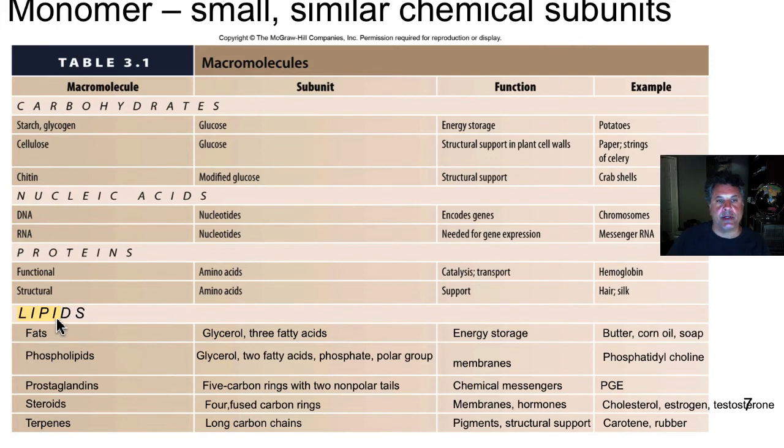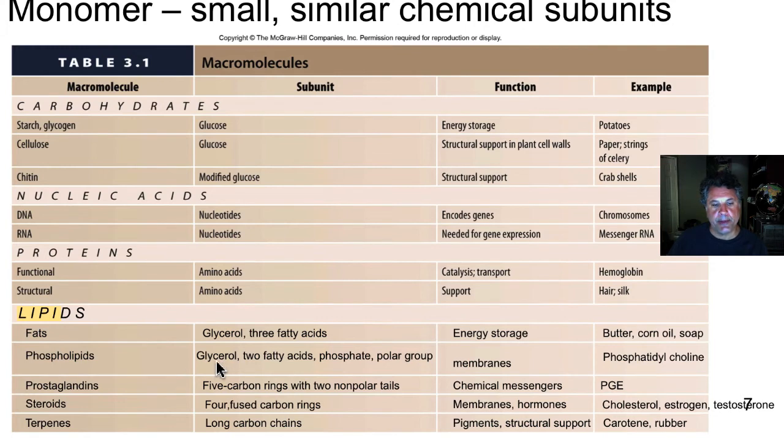Now lipids, the fourth major class of macromolecules. We have fats, phospholipids, prostaglandins, steroids, terpenes as examples of the lipids. Fats are used for energy storage, and the subunits, the monomers that are linked together to form fats, are glycerol and 3 fatty acids that are linked together with the glycerol. We'll talk more about that shortly. Examples: butter, corn oil, soap. Phospholipids are used in membranes. They are the major component of biological membranes, the plasma membrane of cells, as well as the subcellular compartments in eukaryotic cells that we'll mention.